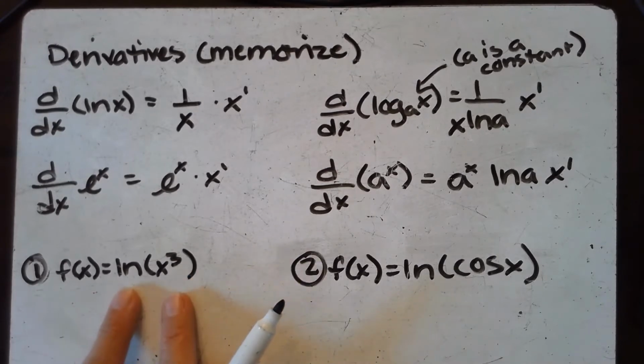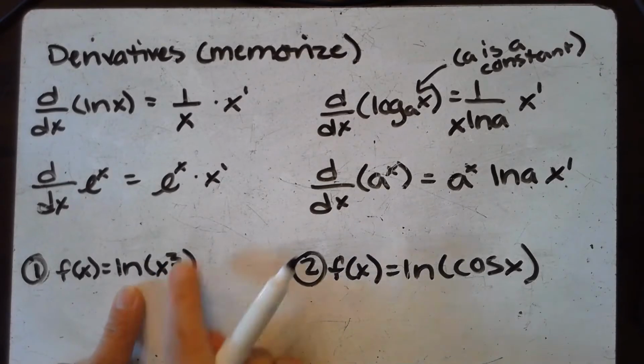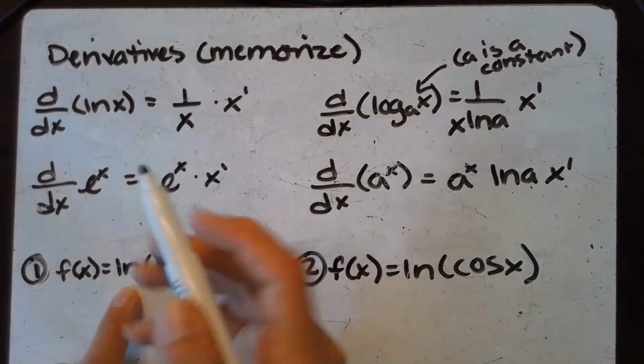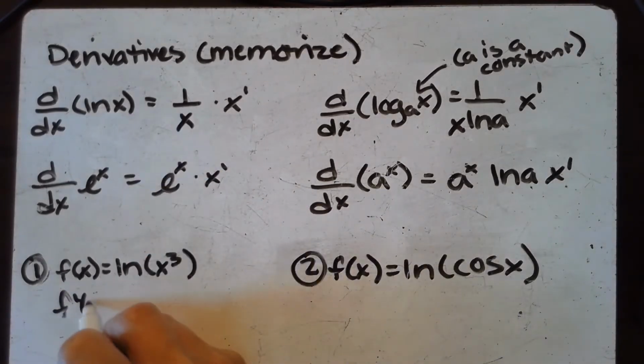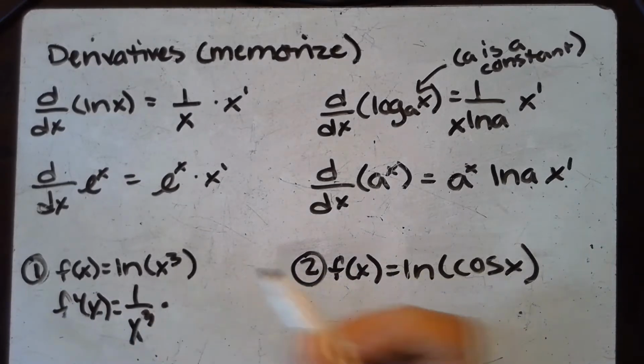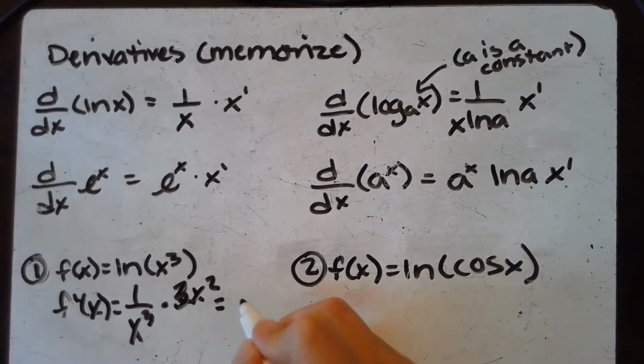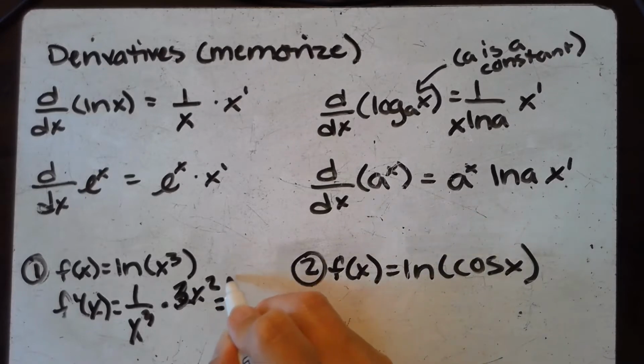All right, so here we go. F of x. So we're going to find the derivative here. And remember, you're going to see the chain rule here. Work your way from the outside in. Okay, I have ln of this right here. So f prime of x equals 1 over x cubed. And then I have to times it by the derivative of x cubed, which is 3x squared. So when I go to clean it up, I get 3 over x.